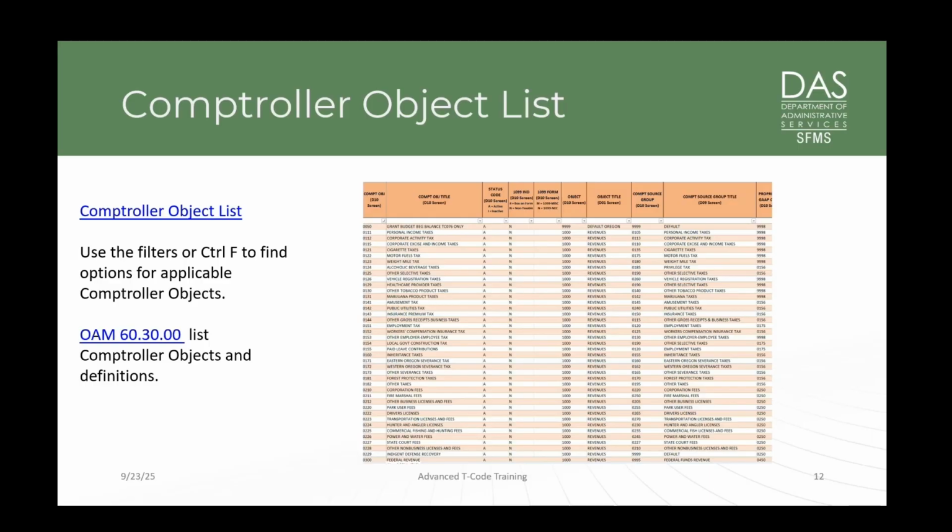And then after you've decided on a... I'm going to slow down. Sorry, guys. After you've decided on the general ledger and you've narrowed down your choices and figured out which one you need to hit, then you need to figure out what comptroller object you want to use. Many of our T codes require a comptroller object to classify the object of the transaction. Not all of them do, and so you might not necessarily need one, but many of them do. So we have this comptroller object list for you to use.